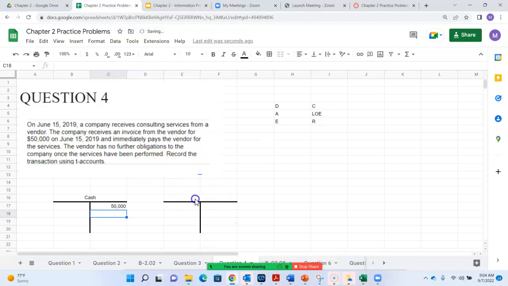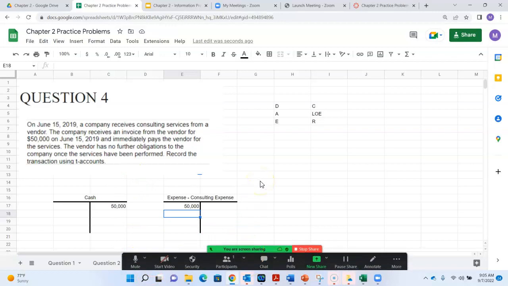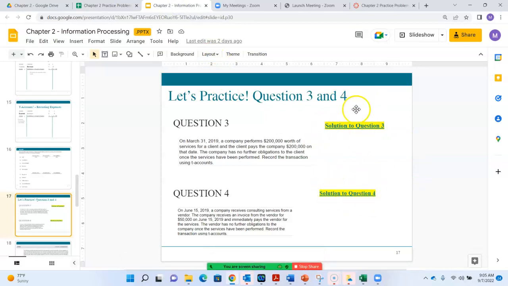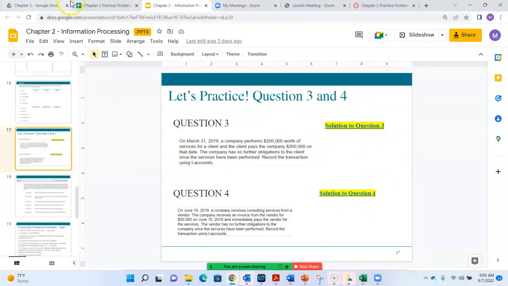The corresponding account, you could just call it expense, but it's better to be a little bit more specific. So this is known as the consulting expense. And to increase an expense, we have to debit that account. So we are going to debit it for that corresponding $50,000. So hopefully question 3 and question 4 are making sense. Again, if you need a more detailed explanation, click on these links on the PowerPoint. Okay, let's try our next one.